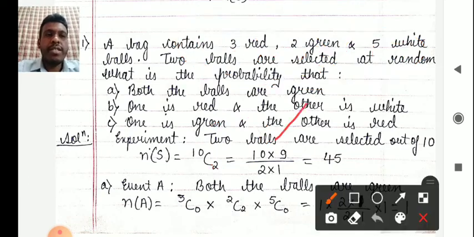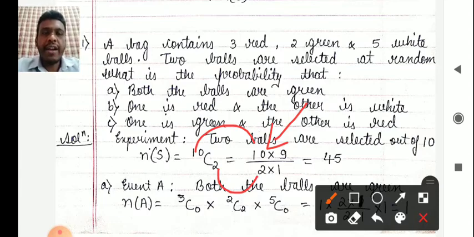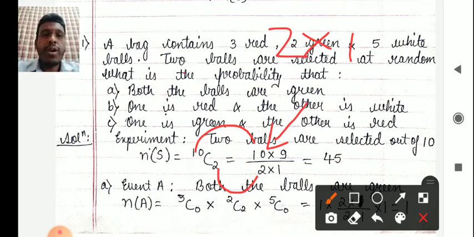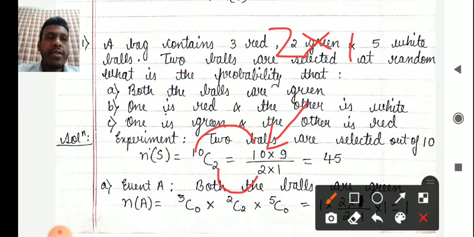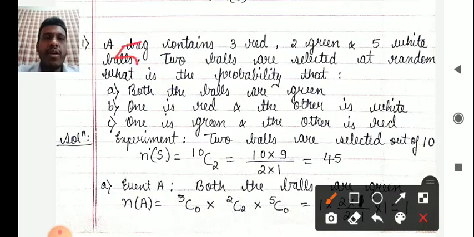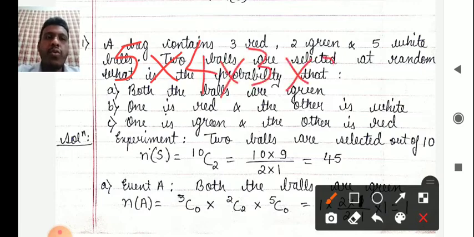Fine. So now you know that the numerator is 10 into 9 divided by, what is the denominator? The numerator started with the top number, the denominator will start with the bottom number, which is 2, and it will go 2 into 1. Whatever number it is, you have to multiply by one number less, up till 1. Suppose the bottom number was 5, then your denominator would have been 5 into 4 into 3 into 2 into 1.